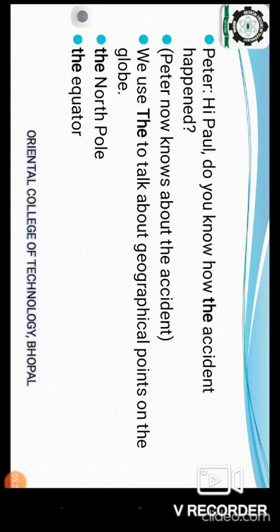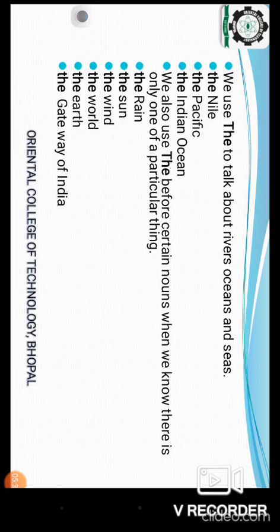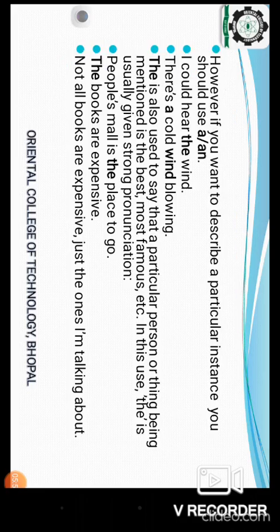We use the to talk about geographical points on the globe: the North Pole, the equator. We use the to talk about rivers, oceans and seas: the Nile, the Pacific, the Indian Ocean. We also use the before certain nouns when we know there is only one of a particular thing: the rain, the sun, the wind, the world, the earth, the Gateway of India. However, if you want to describe a particular instance, you should use a or an. I could hear the wind. There is a cold wind blowing.